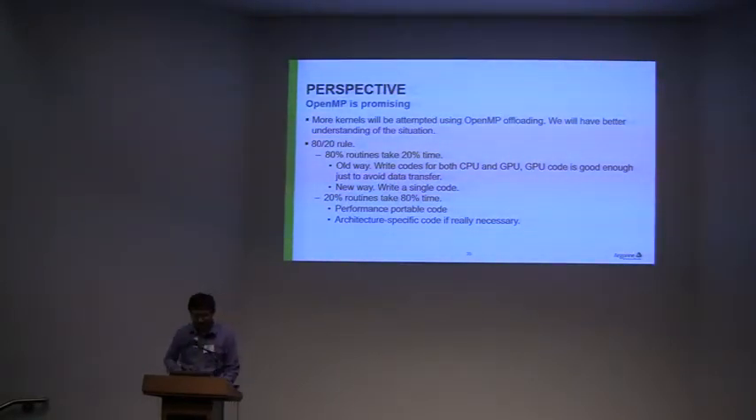So in the old way, we have to write CPU code and GPU code. And the GPU code is needed only because we don't want to move the data back and forth. We don't really care that much about performance. So if we can write in OpenMP in a single source, that's great. We don't design much on those. For the 20% of routines taking 80% of the time, we really like to have performance portable code, but to be realistic, if it's really too hard, we could do minimal architecture-specific code.